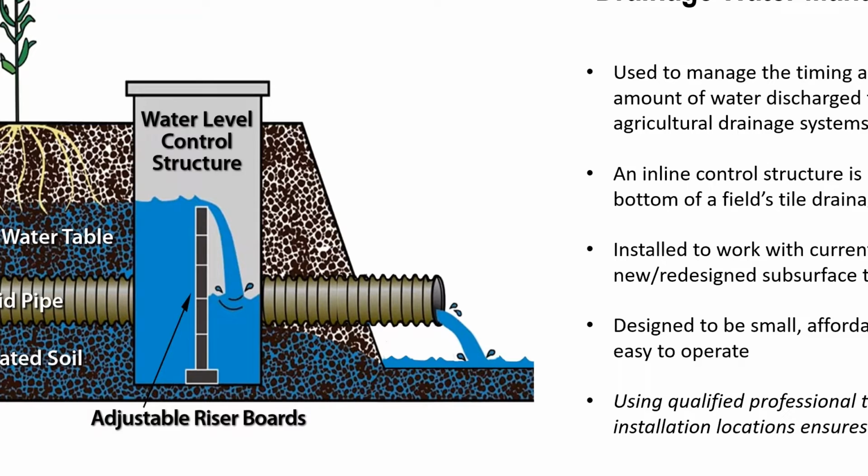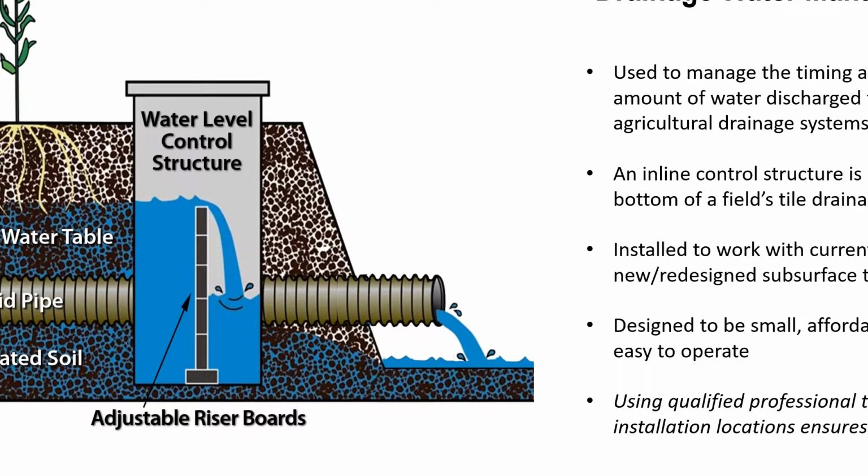These water control structures are reasonably priced. They're not terribly expensive. They're fairly easy to install, and they're reasonably easy to operate. We talk here about these adjustable riser boards, which are basically the dam that helps stop up the water, and you can add or remove levels to achieve the appropriate water table. And these can be installed in existing drainage systems, or could be added when a tile drain system is redesigned, upgraded, or improved.